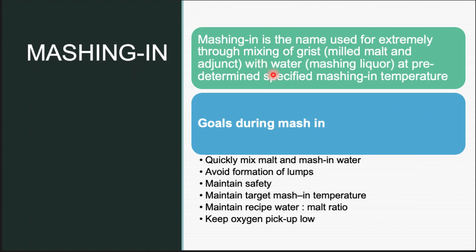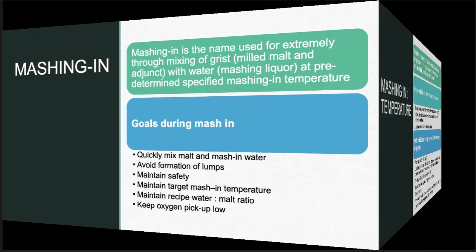Mashing in refers to the extremely thorough mixing of grist and water at a predetermined specified temperature. The temperature of the water during mixing is called the mashing in temperature. Mashing in temperature depends on the quality of the grain and the recipe of the beer, primarily which enzyme the brewer targets to activate. Goals during mashing in are to quickly mix malt and mash in water, avoid formation of lumps, maintain safety, maintain target mash in temperature, maintain grist water ratio as per the recipe, and keep low oxygen pickup.